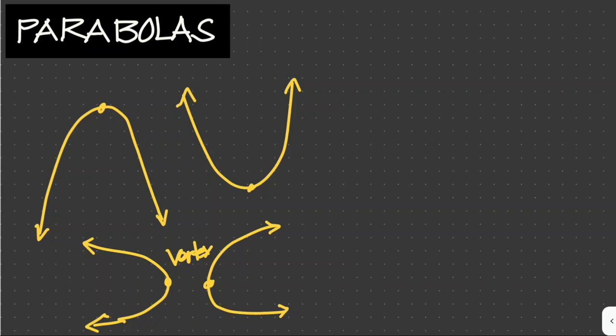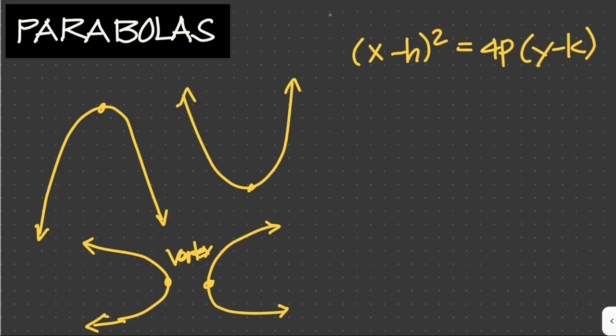So the standard equation for parabolas, if it opens up and down, the formula is x minus h squared equals 4p times y minus k. So this one is for if our parabola opens up or down.